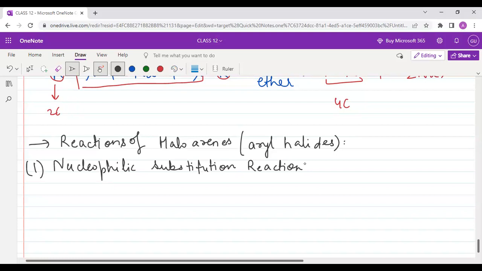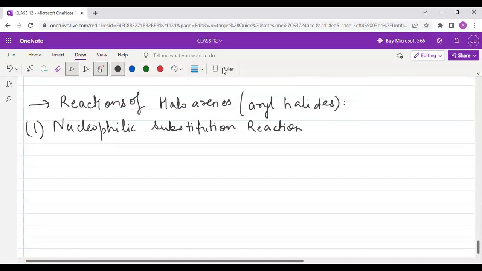It's a reaction in which an electron-rich nucleophile attacks a positively charged electrophile to replace a leaving group. So it means that we have an existing nucleophile and that is replaced by a new nucleophile, right? Yes. So fine.